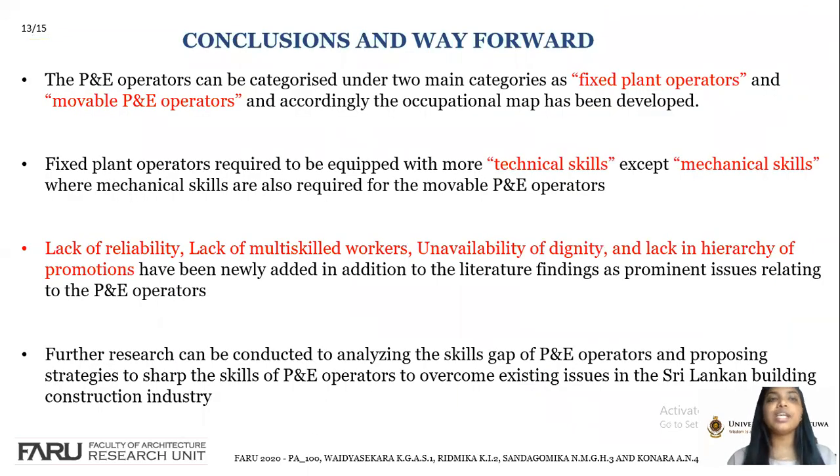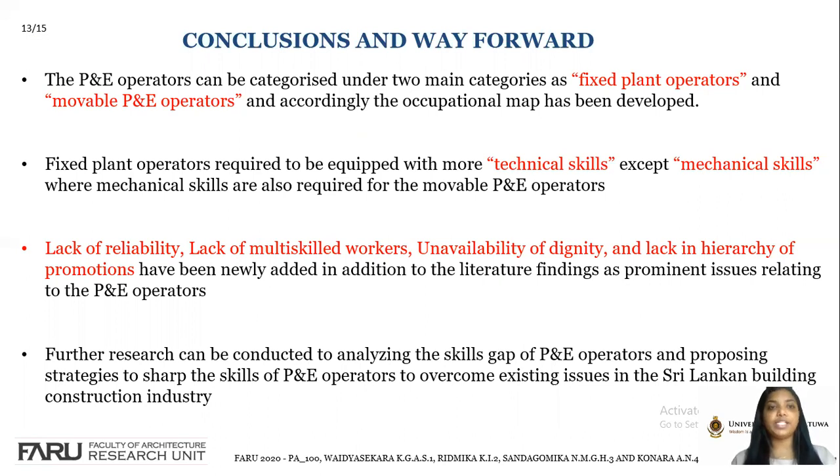So moving to the conclusions and way forward, the plant and equipment operators were categorized under two main categories, namely fixed plant operators and movable plant and equipment operators. And accordingly, we have developed the occupational map as we described earlier. When we refer to the skills required for the plant and equipment operators, we have identified the necessity of technical skills, generic skills, and language literacy and numeracy skills. And more specifically, they have highlighted the requirement of mechanical skills for the movable plant and equipment operators rather than immovable plant operators.